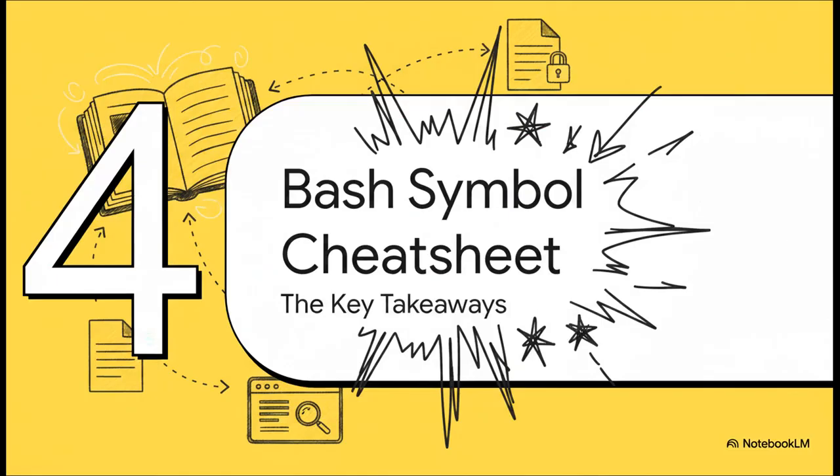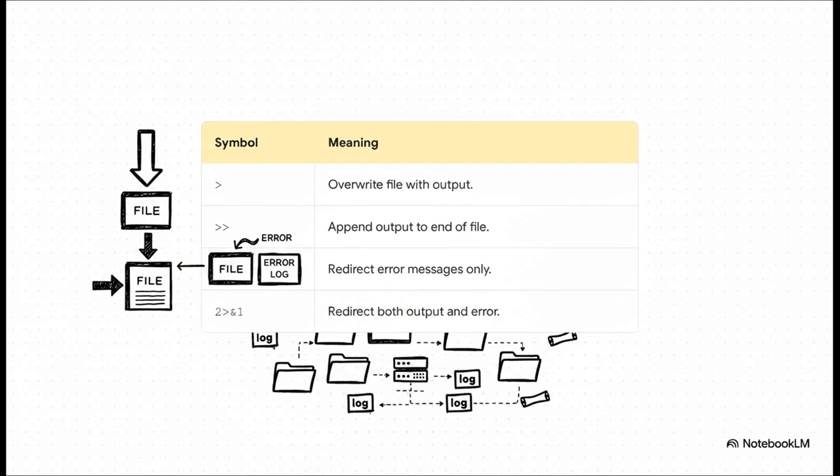Whew, we have covered a lot of ground. So let's boil all of this down into a simple, handy reference that you can come back to anytime you need it. This right here is your money slide. If you take a screenshot of anything from this explainer, make it this one. This is the core of it all. These are the 4 essential symbols you will use constantly. Greater than to overwrite, double greater than to append, 2 greater than for just the errors, and 2 greater than and 1 to capture absolutely everything. Master these 4, and you have mastered the fundamentals of logging in Bash.